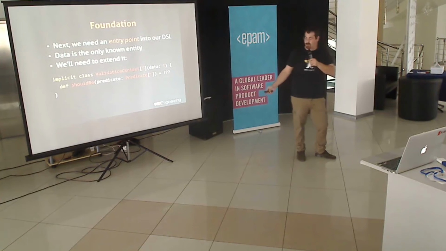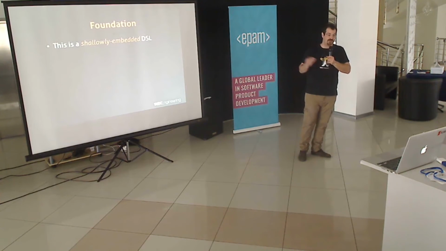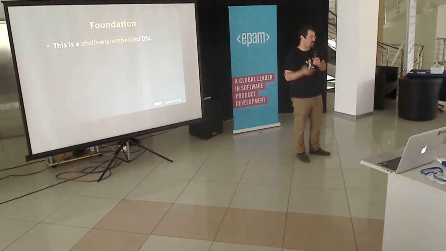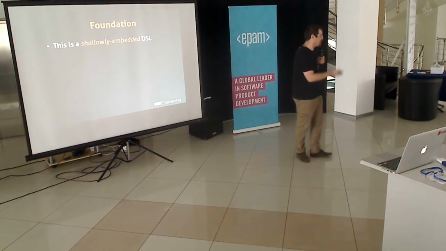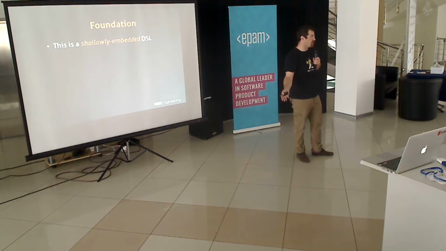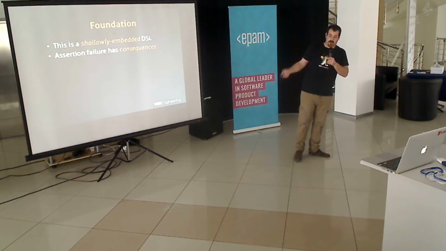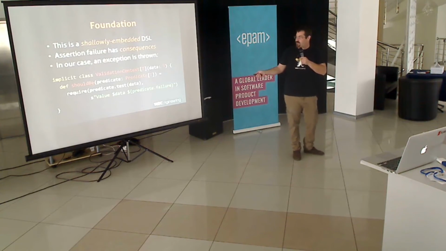So we have our implicit class, and then, because as I said before it's a lot simpler to implement shallowly embedded DSLs, what is the consequence of a failed data validation? For this example, an exception. For simplicity's sake, let's just say that if any piece of data fails to validate, we throw an exception. It's like an assertion. Assertion failure has a consequence. That consequence is an exception being thrown.